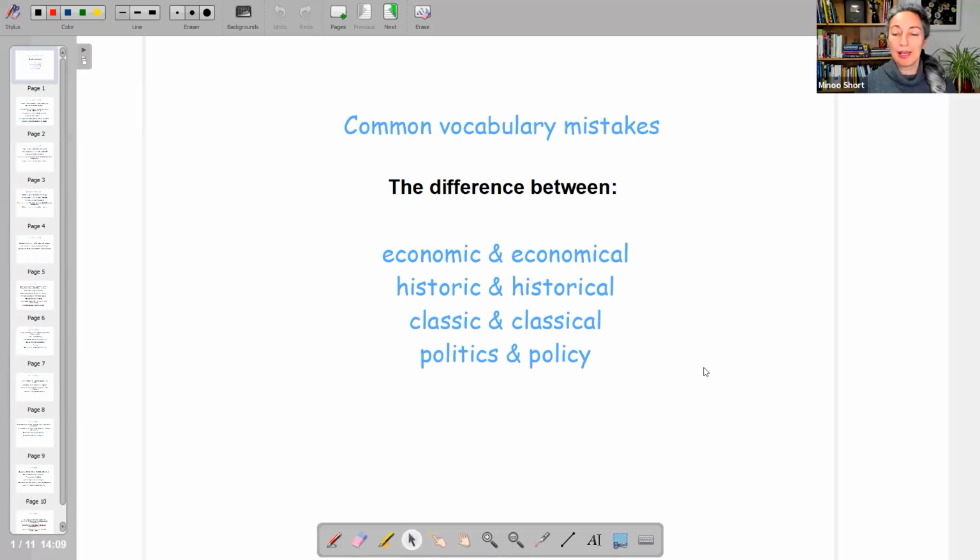There we go. And here are the words, the vocabulary that I often hear mistakes with. And it concerns the difference between economic and economical, historic and historical, classic and classical, and very importantly, politics and policy. So let's start with the first pair, which is economic and economical.